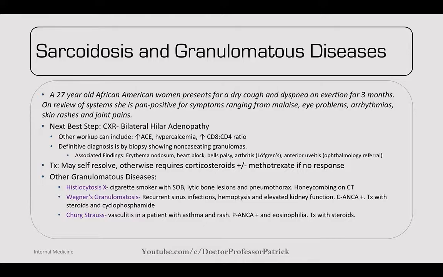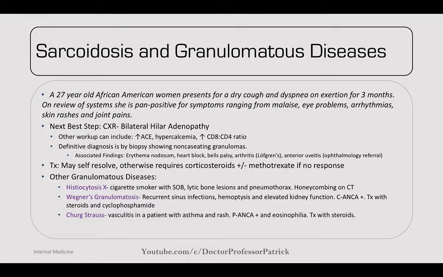Some other granulomatous diseases that you can look for is histiocytosis X. It's usually going to be a cigarette smoker with shortness of breath and lytic bone lesions and a pneumothorax. On chest CT, you can see honeycombing. Wegener's granulomatosis, or granulomatosis with polyangiitis, is recurrent sinus infections, hemoptysis, and elevated kidney function tests.